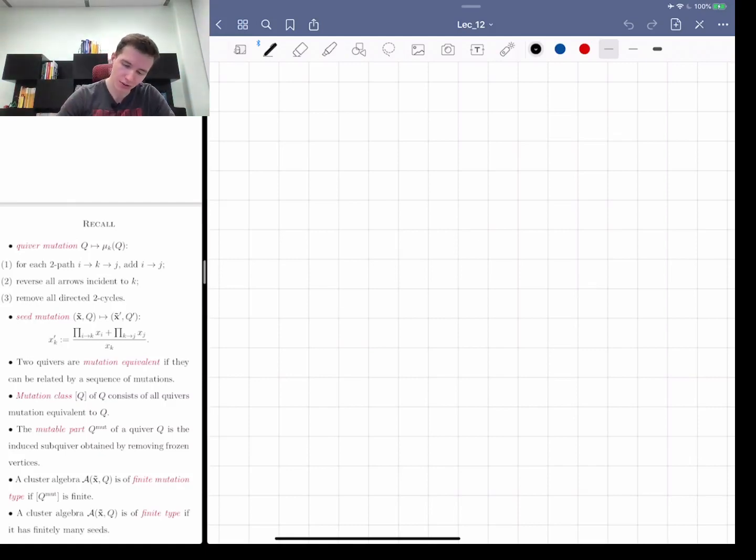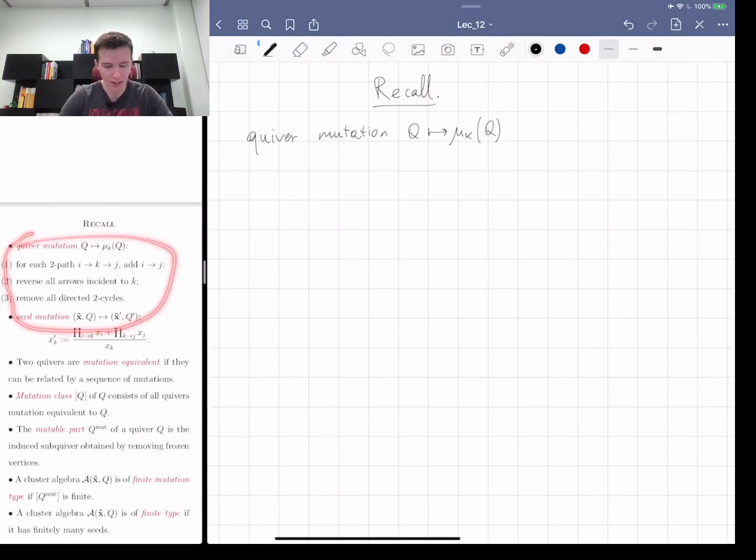So a reminder on cluster algebras. First of all, there was quiver mutation. As all of you are now experts in quiver mutation, I don't even have to remind you what it is. In case you forgot, the definition is on the left. You start with a quiver and then you mutate at mutable vertices and get new and new quivers.